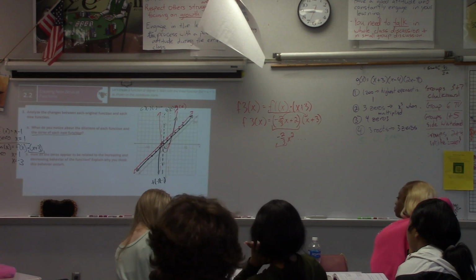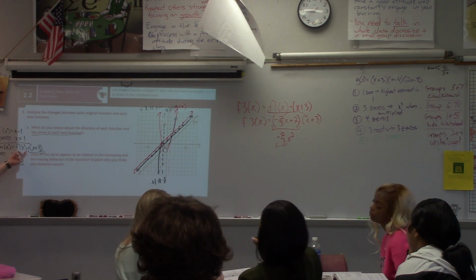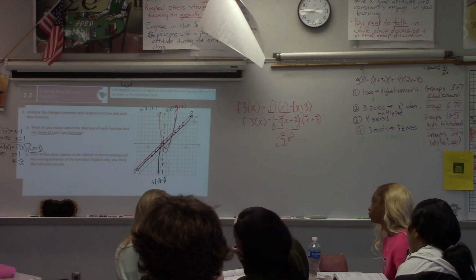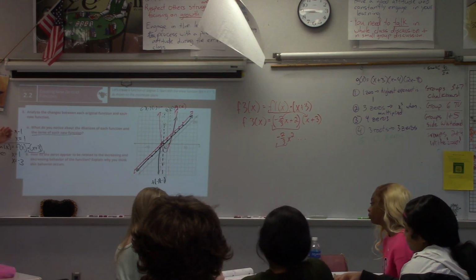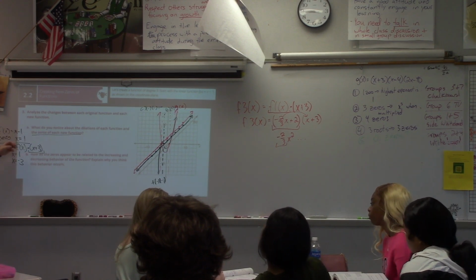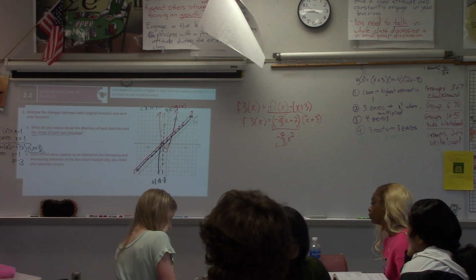But remember, m of x started with what? So what zeros did we already have automatically? F of x, right? So we kept the same zeros. Whatever zeros we already had, we kept. So where did this new zero come from? Where did x equals negative 3 come from?